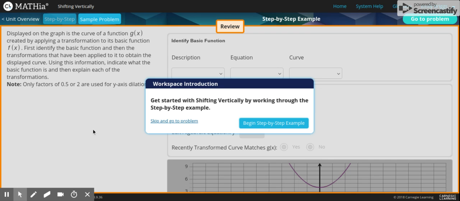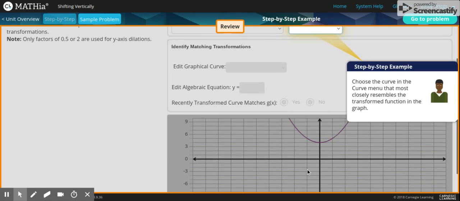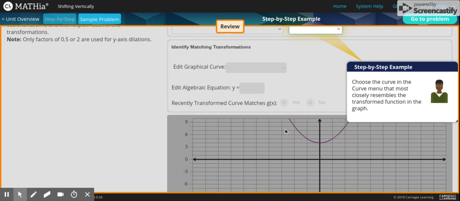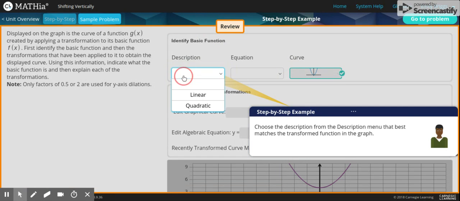Hi guys, so today we'll be shifting vertically. First thing is we're going to begin the step-by-step example. When you look at this curve down here, what do you see? It's not straight, so it's definitely not linear. So you just choose the shape of your curve, which is that. If it's not linear, because linear is straight, then it has to be quadratic.